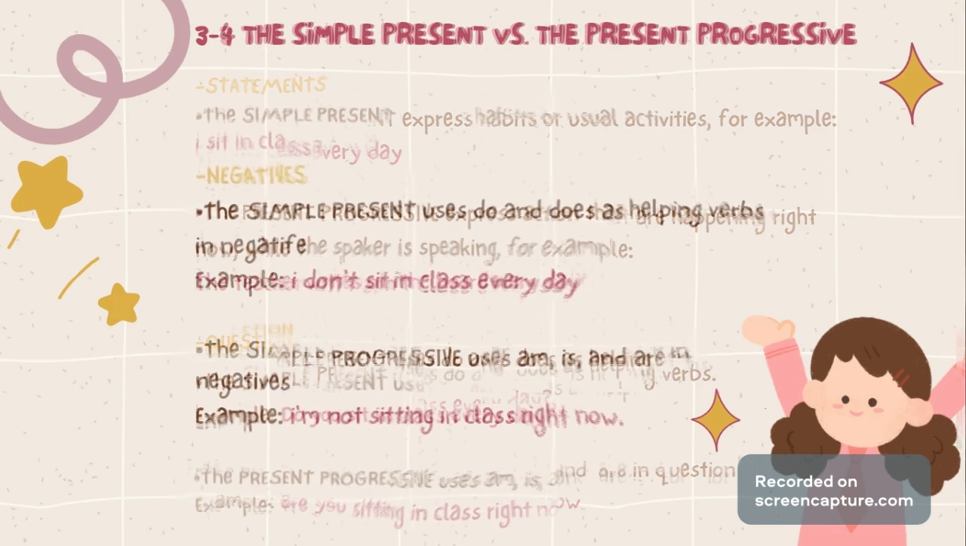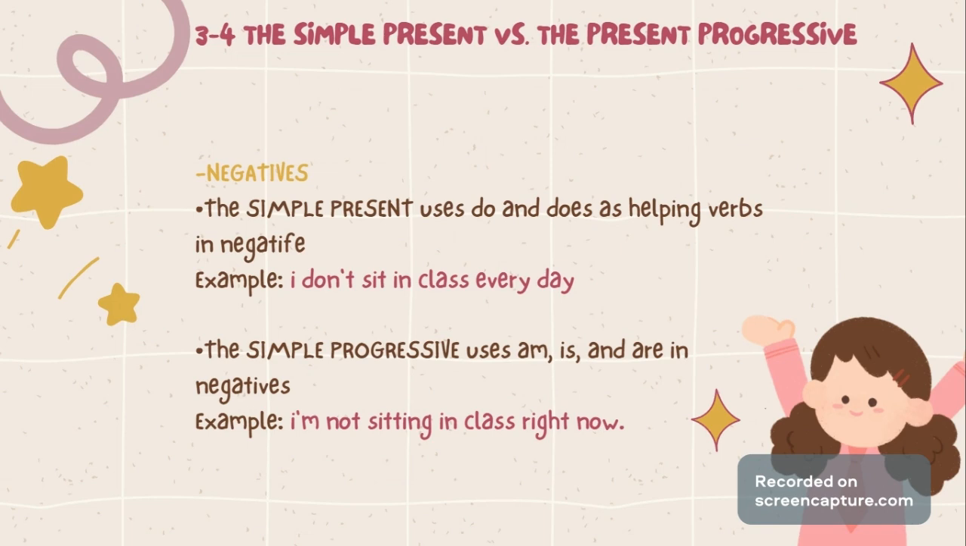Okay, next. The simple present versus the present progressive, negative. For negative, the simple present uses do and does as helping verbs. For example, I don't sit in class every day. For the present progressive, use is or are in negative. Example, I'm not sitting in class right now.